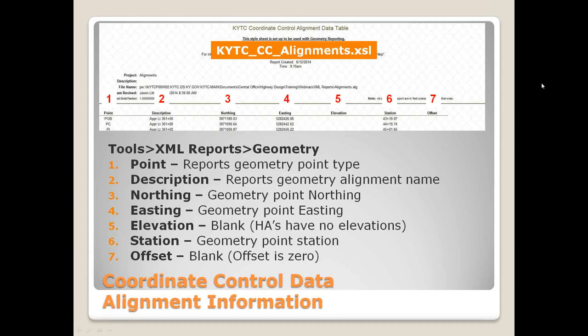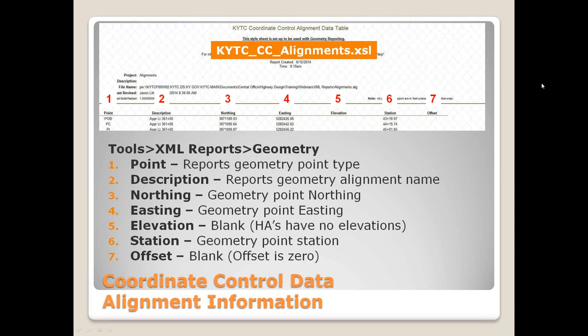So as you can see there, I've got a PC approach left 361 plus naught. Then you've got northing, easting, elevation, station, and offset. And the northing and easting are coming from the alignment file, the point northing and easting. It's pulled straight from that data. We'll leave the elevation blank because our horizontal alignments usually don't have elevation. The station is just what it sounds like. It's a station. And then the offset, we're leaving that blank as well because it should be right there on it.